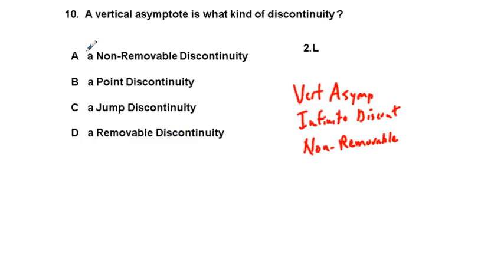So therefore our correct answer will be A. Now, point discontinuity is related to removable discontinuity or hole. So these others are not correct. A is your correct answer.